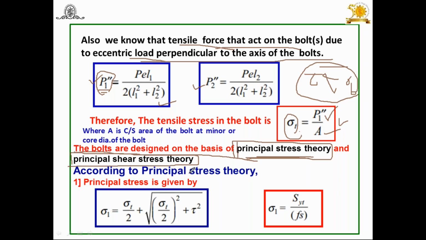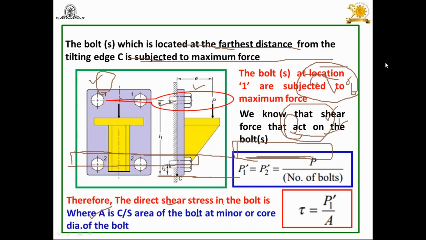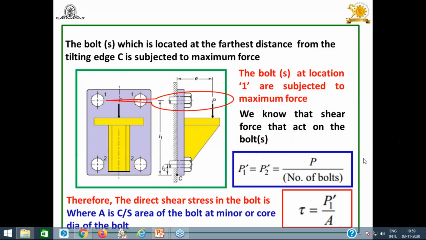So by using the principal stress theory, you know very well the expression for principal stress. Sigma 1 is equal to sigma t by 2 plus under root (sigma t by 2) bracket square plus tau square. Here you can substitute sigma t, which is calculated from the earlier expression, and tau from the expression I am going to show here. Tau is equal to P1 dash by A. You will get tau here.